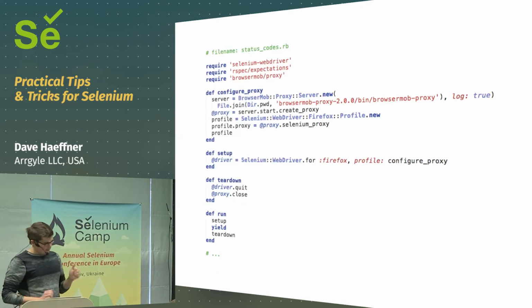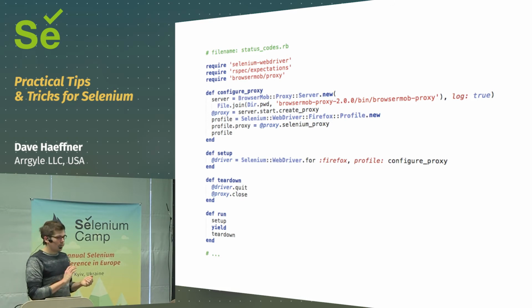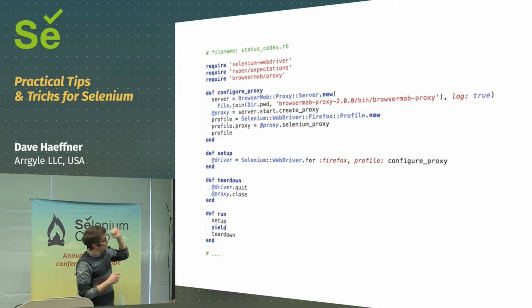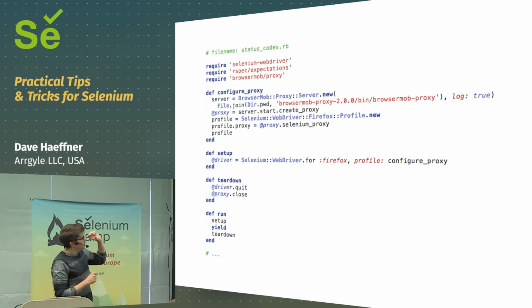So in Ruby, with this BrowserMob Proxy library, this configure proxy method is where the meat of it's happening. It's first creating a BrowserMob Proxy server object, and then you actually have to download the binary and tell this library where it is. So once you do that, you can then create the proxy.